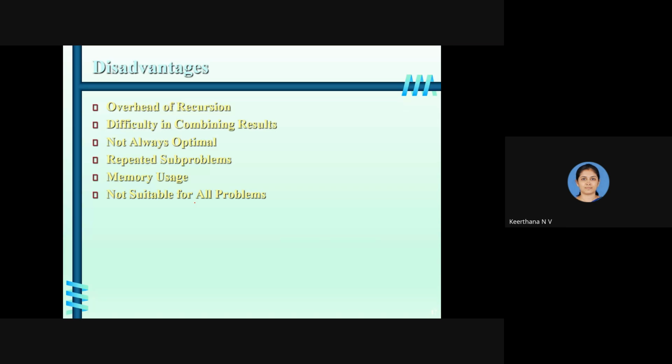You cannot say divide and conquer is always the best approach. So that's why I have represented it here as not always an optimal solution. For certain problems, there may be a chance of an overhead. It means overloading of space. So the combining of results of a problem is not a beneficial one.